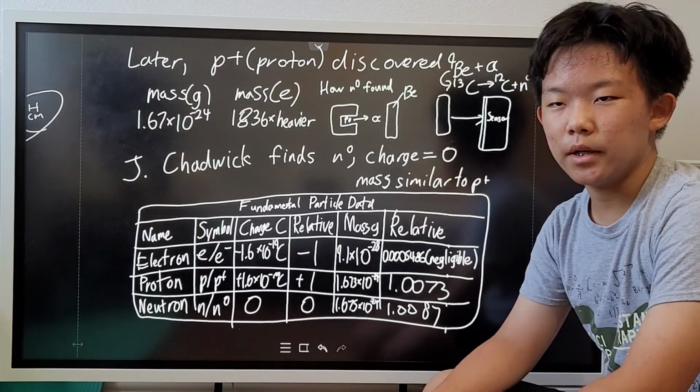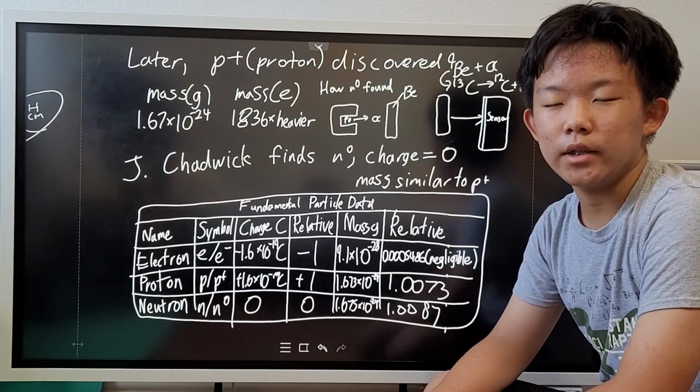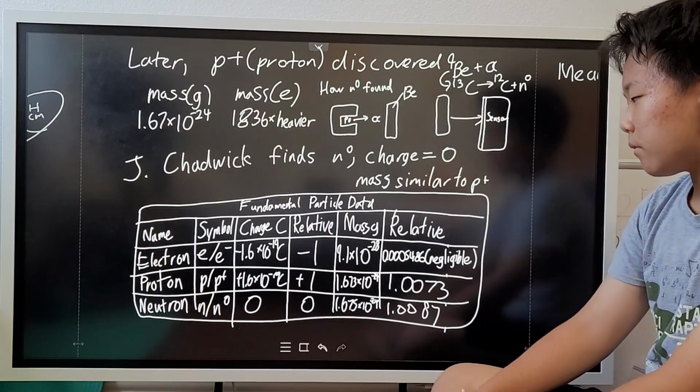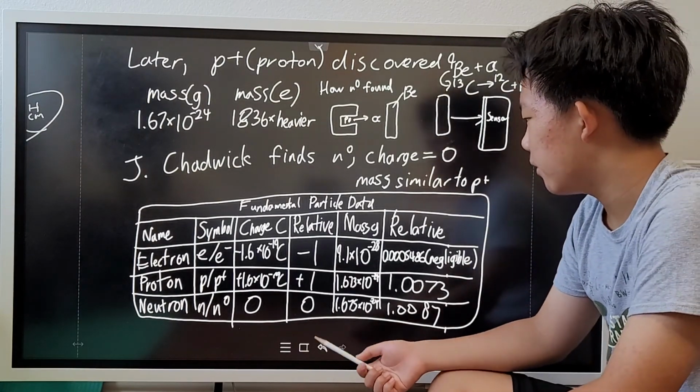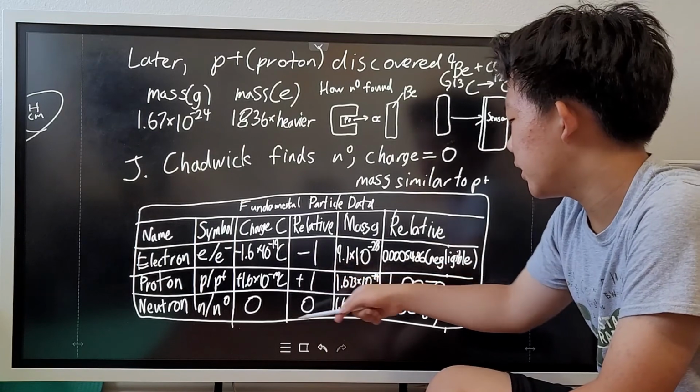The neutron's mass is very similar to the proton's, at 1.675 times 10 to the negative 24, or in terms of relative mass, 1.0087. Like I said before, though, the charge is 0.